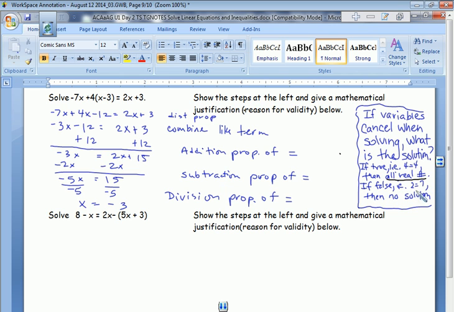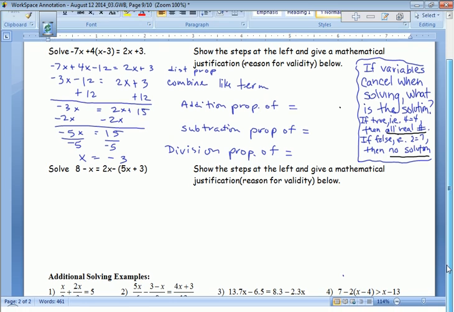But if we get something that's not true, like 2 equals 7, 0 equals negative 5, if we get anything that's not true, then there is no solution. Because nothing I plug into that equation will work. Okay? Now, usually we just get one answer. Usually the variables don't cancel. But if they do, these are the two situations that could occur. So be looking out for that when we start working on some problems.